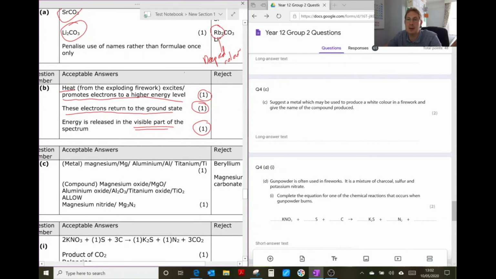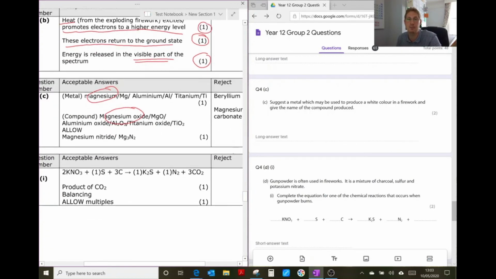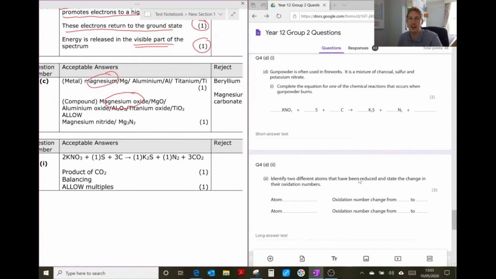Suggest a metal which may be used to produce a white colour in a firework and give the name of the compound produced. Almost everybody went for magnesium, producing magnesium oxide. Some people were lazy, only wrote magnesium oxide, and therefore only got 1 mark out of 2. You could also have had aluminium or titanium, although I'm not sure you would have encountered that idea. It does suggest that one of the products formed could have been magnesium nitride because of the very high temperatures. No one went for that, so I'm not going to dwell on that.